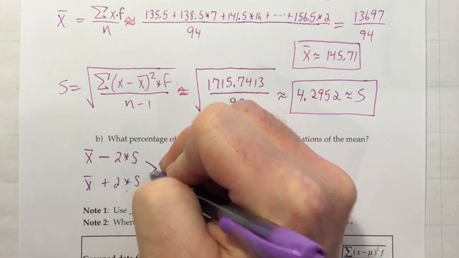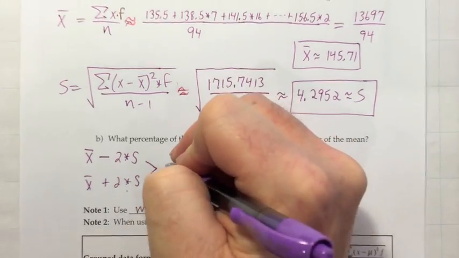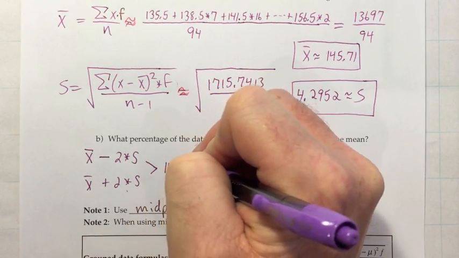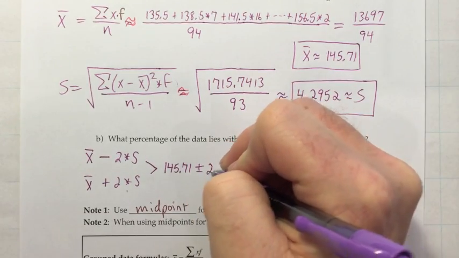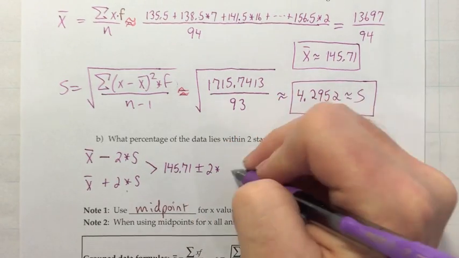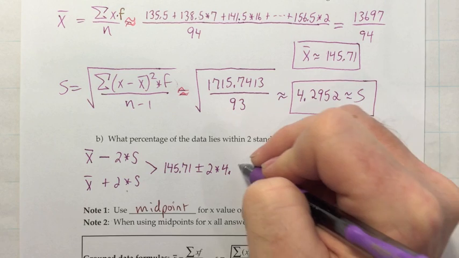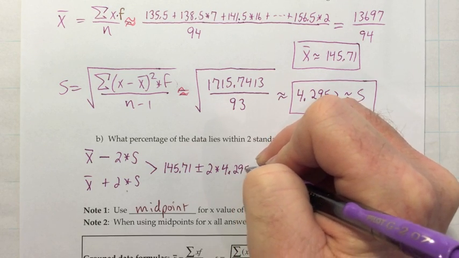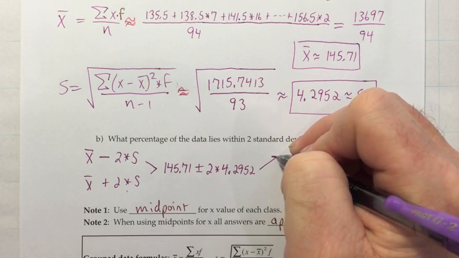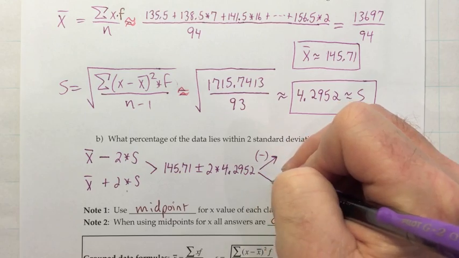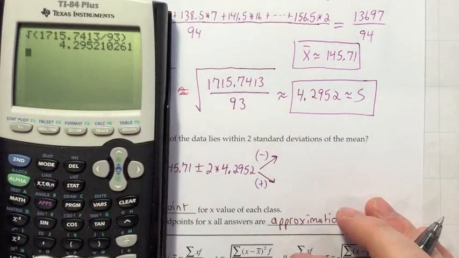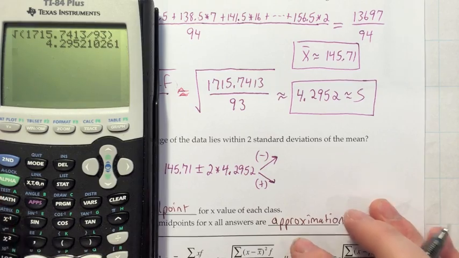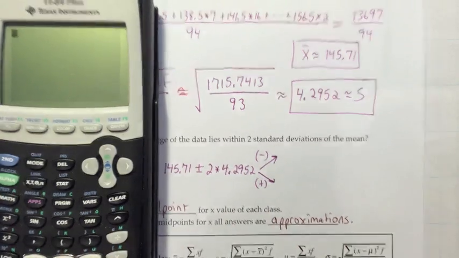So let's go ahead and combine those into one. X bar is 145.71, and then we're going to do plus and minus, where we do 2 times the standard deviation, which was 4.2952. And we'll break that back out into the minus case and the plus case. But they are very similar, so when I go to the calculator, I'll probably use second enter since those are so similar to each other.